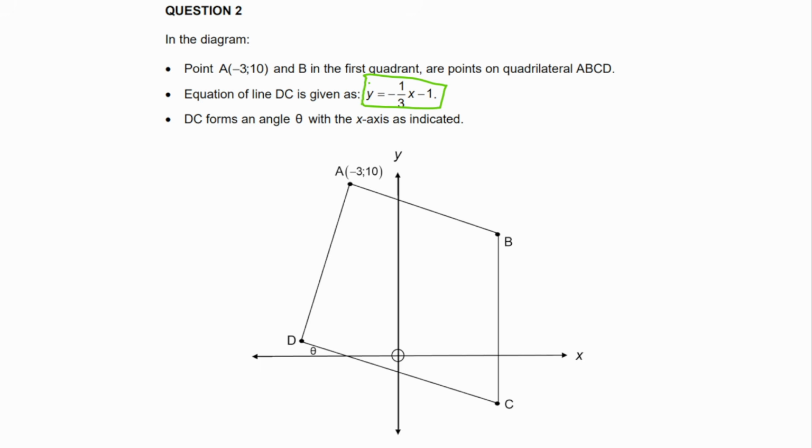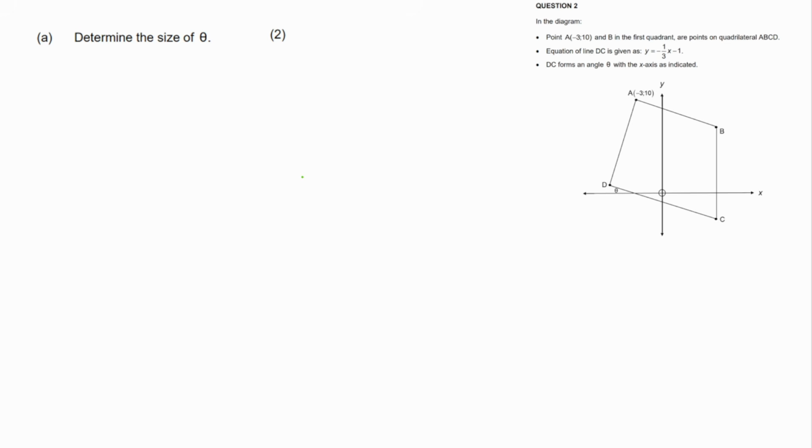All right, let me fix this box. So it says DC forms an angle theta with the x-axis as indicated. So here's theta. All right, so if we ever get stuck, remember, come back to point 2, because point 2 has information that's not on the diagram. So always remember that. So I've given the information there in the top right for us again.